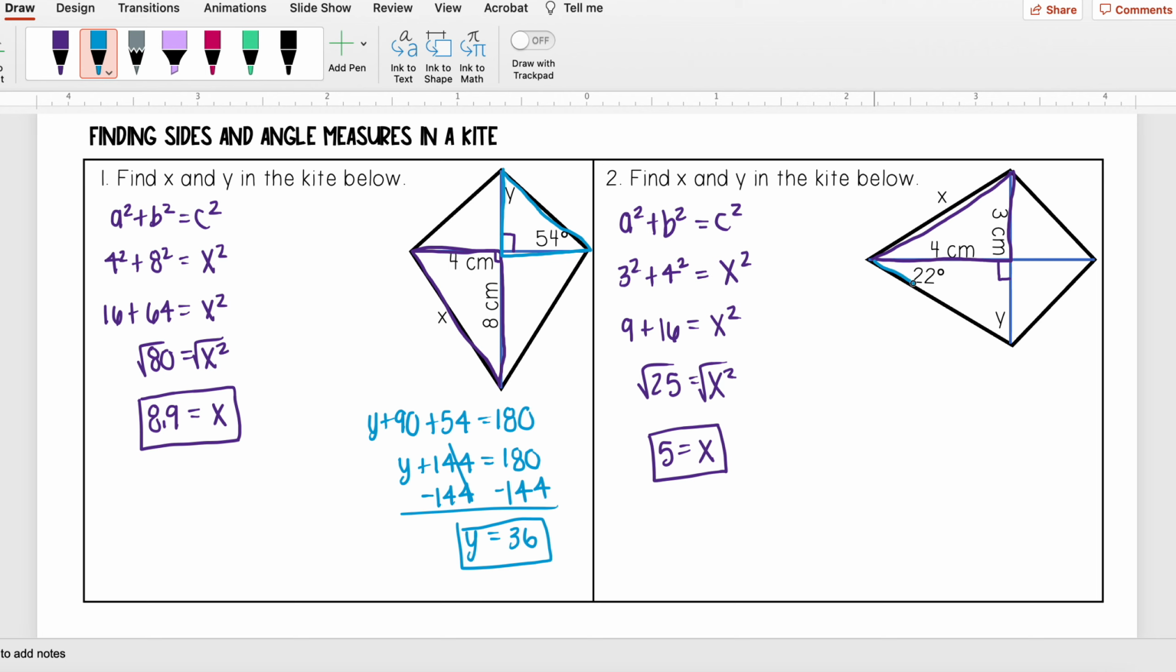Now I want to figure out what y is, so I'm going to look at this right triangle now. Again, I know all the angles in a triangle add up to 180, and so I have y plus 22 plus 90 is equal to 180. And then I'm going to solve for y, and so I have y plus 112 is equal to 180. Subtract 112 from both sides, and I get that y is equal to 68.